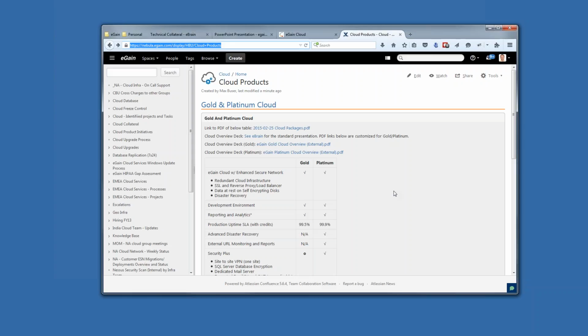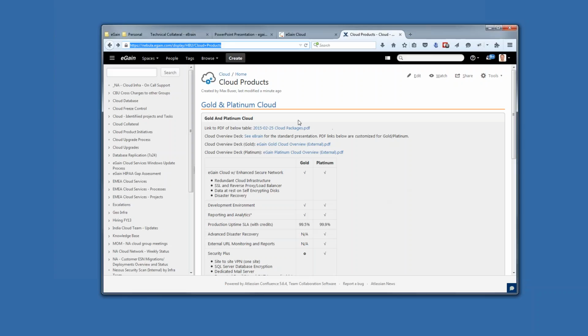Okay, so the next question from Craig for the PowerPoint. Is there a way to distinguish between what features come with and what features are premium, pay for play? That's a good question. We don't have that in the PowerPoint, but that has been a relatively common question. What I'm sharing right now is my Gold and Platinum Cloud product page. This is a nice little table that tells you what's included and what's extra for each Gold and Platinum.